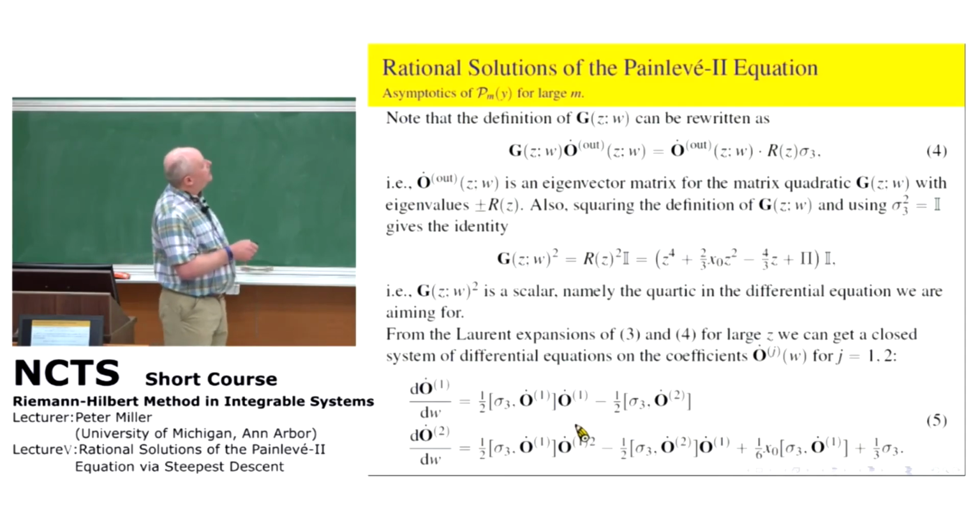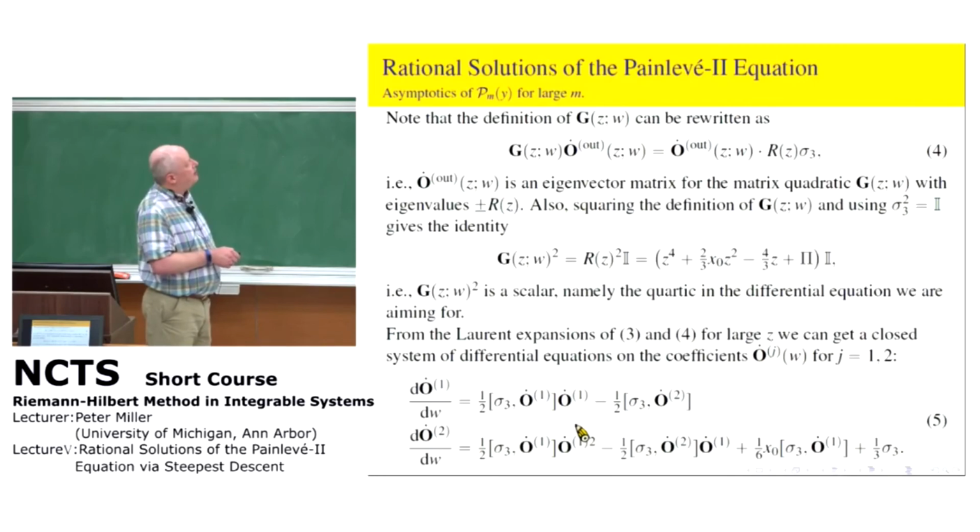Okay. So that's a quadratic. So now the definition of g, you can rewrite it if you want in this way. So g O dot out is equal to O dot out times R sigma 3. And what that says is that O dot out is just an eigenvector matrix for this matrix quadratic polynomial, and the eigenvalues of this matrix polynomial are just plus and minus R of z.